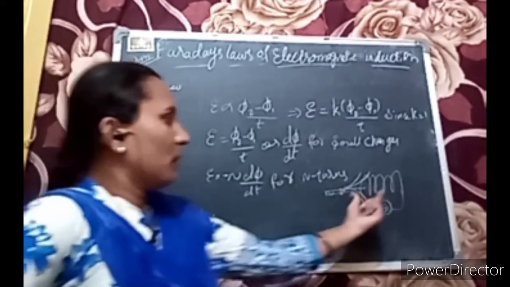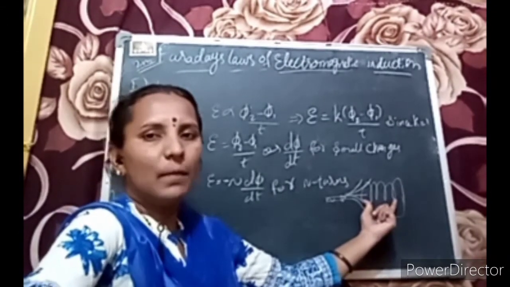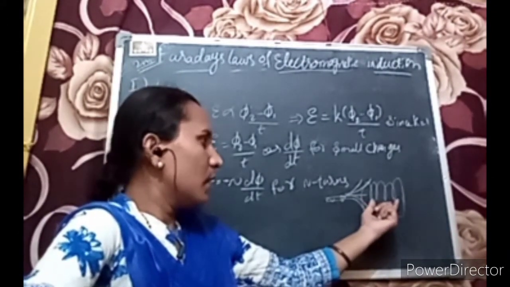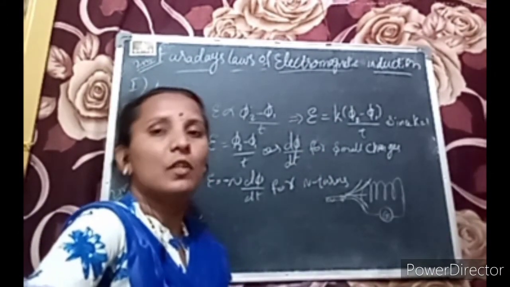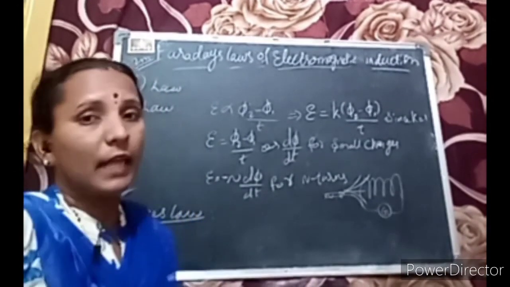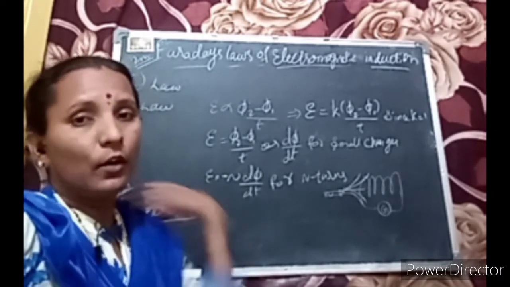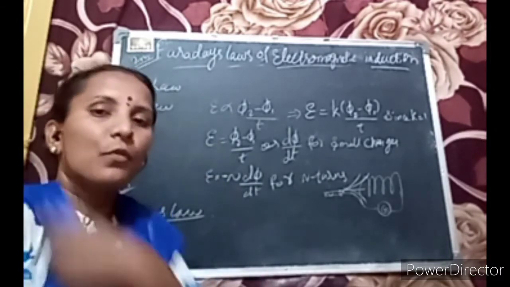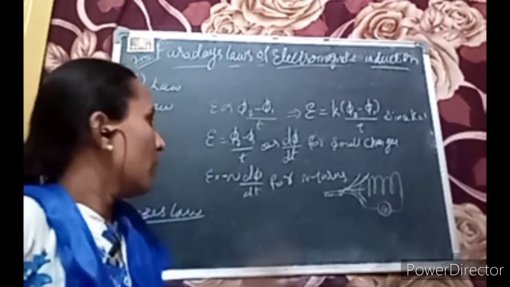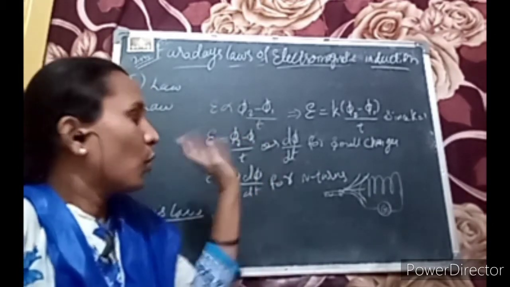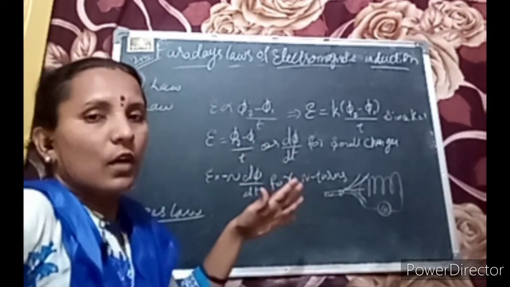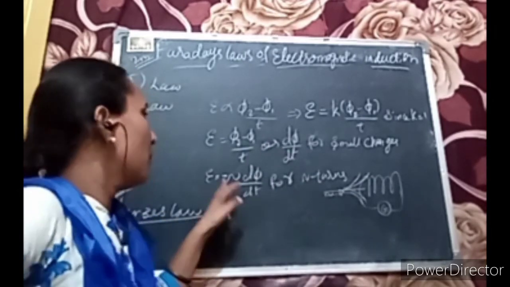What is the meaning of that? Here you can see I have 4 turns, like that they may have n number of turns. How to write the formula at that time? You need to multiply with the n. Each coil gives this kind of expression, so n number of turns will give rise to the EMF produced by the whole set of coils. So a minus sign is introduced here.